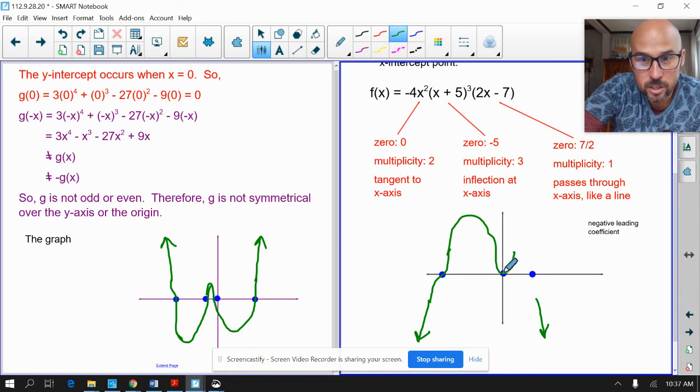So notice it's touching at exactly 1 point. Well, same thing here, but the key thing is it's not passing through. It's just tangent. And then my final zero is 3.5, and that occurs just once, multiplicity of 1. So it just passes right on through as if it were a line. So I turn around and I just shoot right on through.